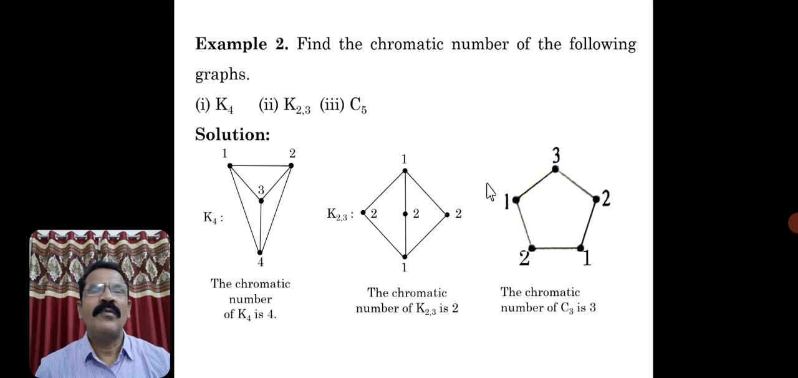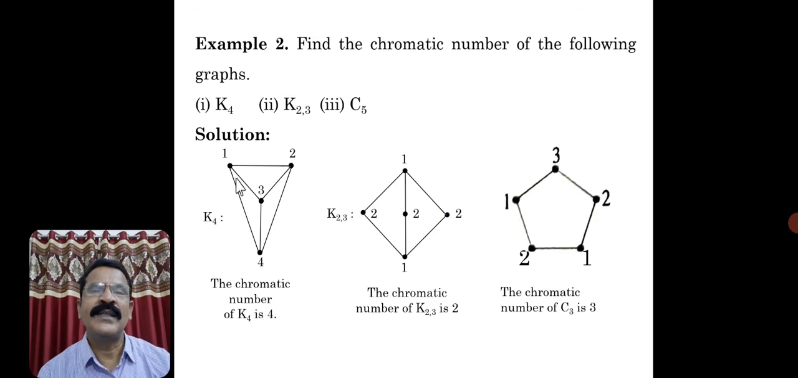Now we will consider another example. Find the chromatic number of the following graphs. One is a complete graph with 4 vertices, another is a complete bipartite graph with 2, 3 vertices, whose vertex set is partitioned into 2 disjoint subsets V1 and V2. The first vertex set contains 2 vertices and the other contains 3 vertices. It is called K23. The third one is a cycle with 5 vertices. Now we will try to find the chromatic number for these 3 graphs.